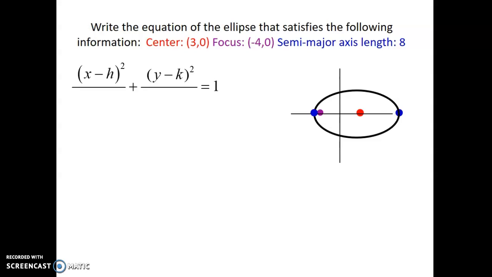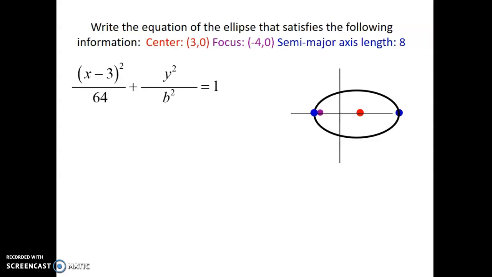Okay, we're given the center, and we've got to figure out where the A and B values go. Since, again, it's horizontally orientated, A is going to go underneath the X. The B is going to go underneath the Y. The center being 3, 0, H is 3, K is 0, which we can just put as Y squared. All right. The major axis length of 8 means A squared is going to be 64. We don't know what B squared is yet, so we're going to figure it out.